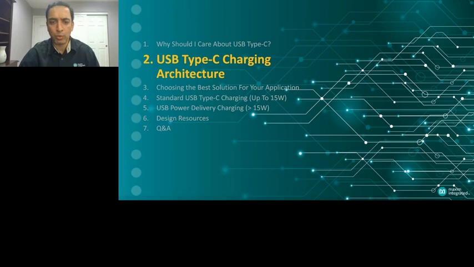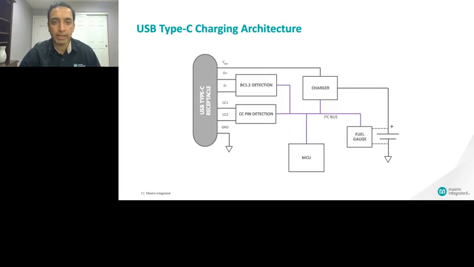So now that we know what is different with Type C, let's look at the typical Type C charging architecture. So this is a block diagram showing all the various blocks that are involved in a typical Type C architecture. Let's look at each one in detail.